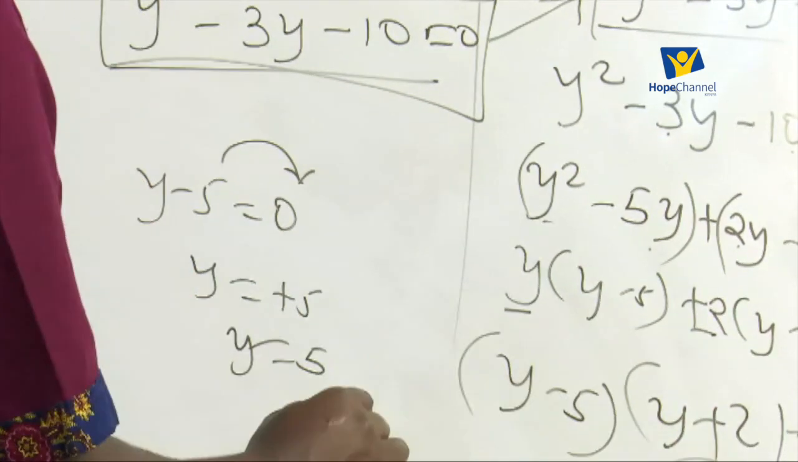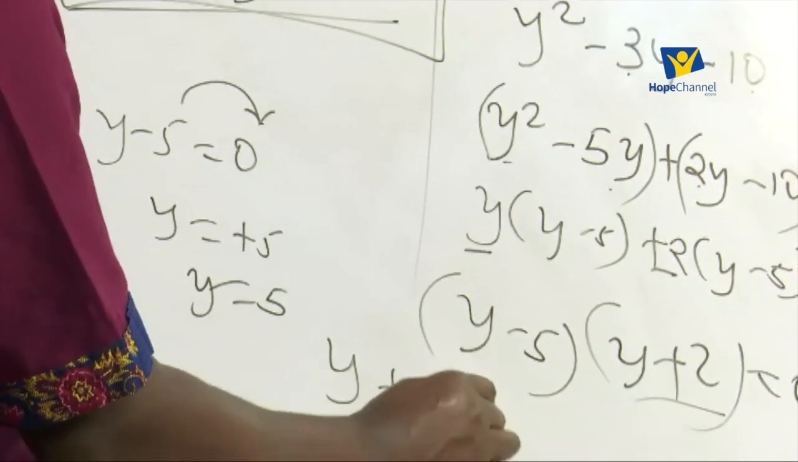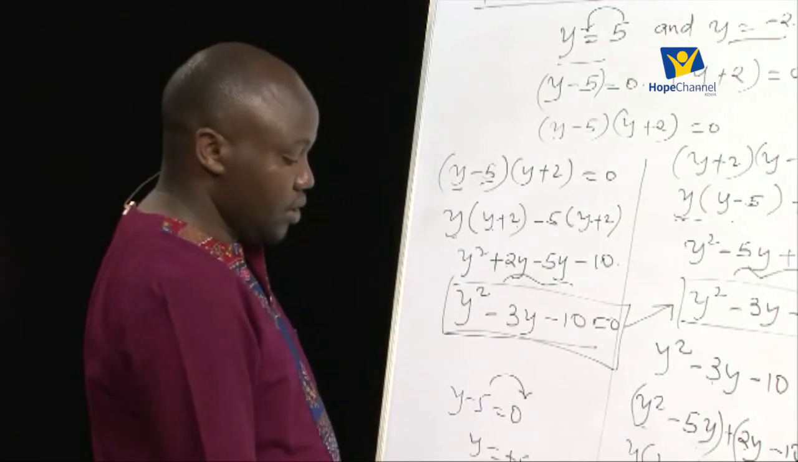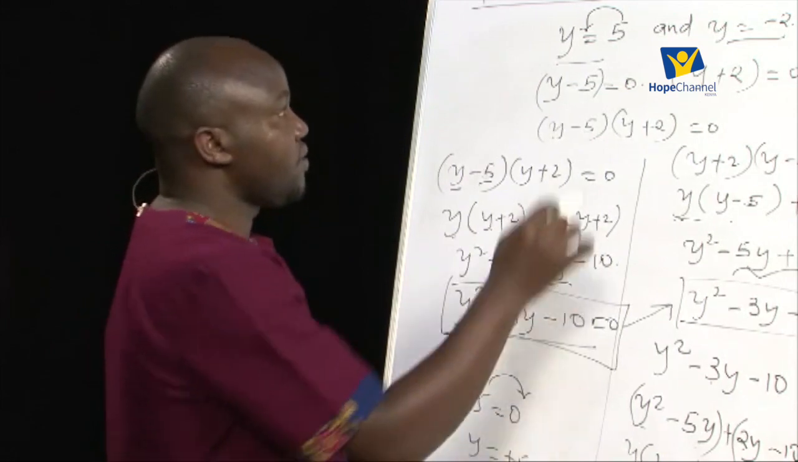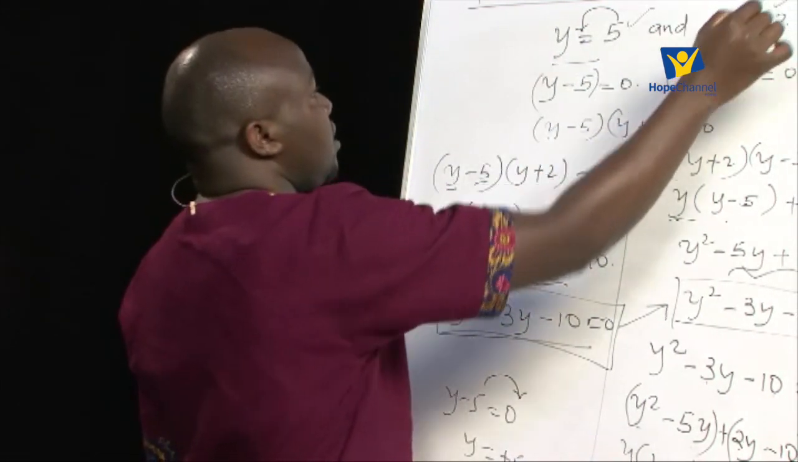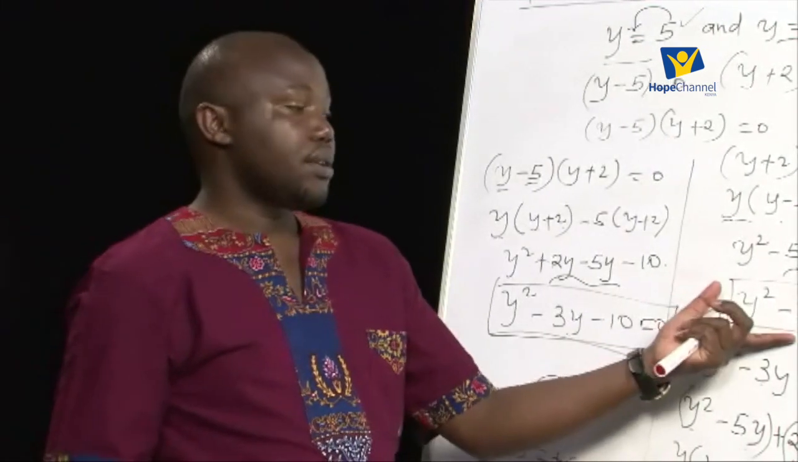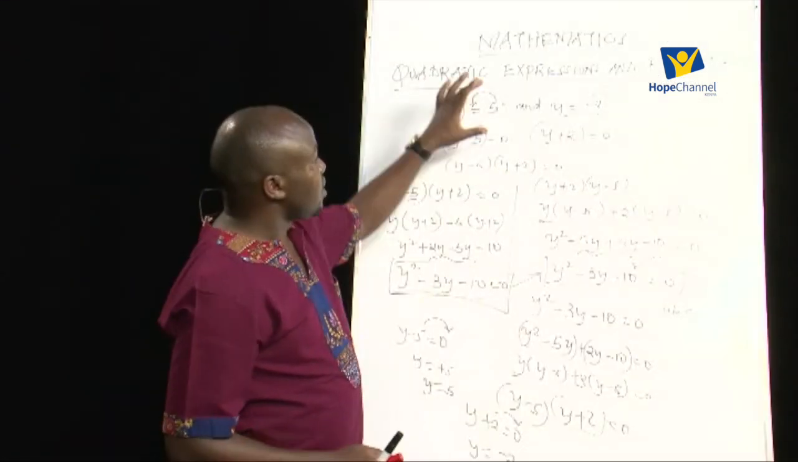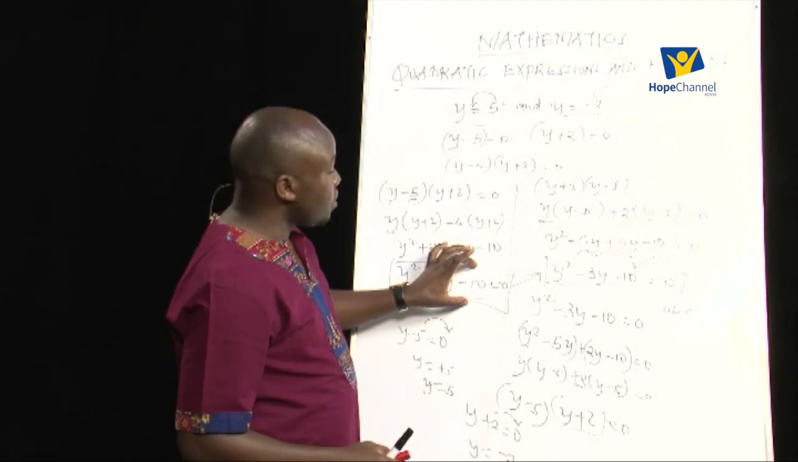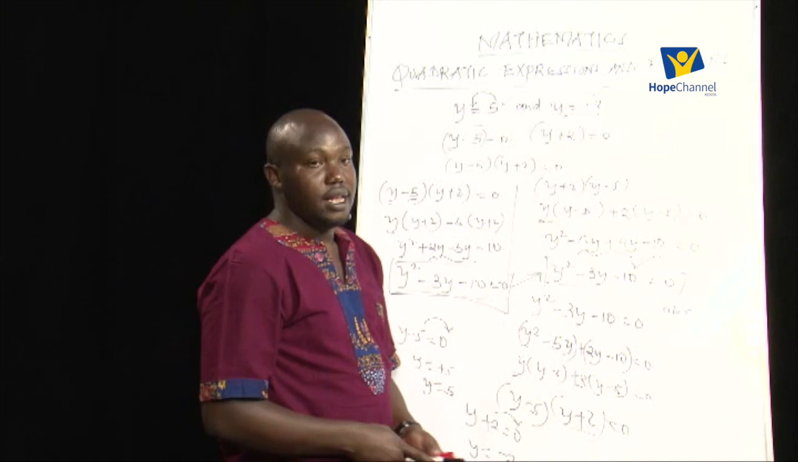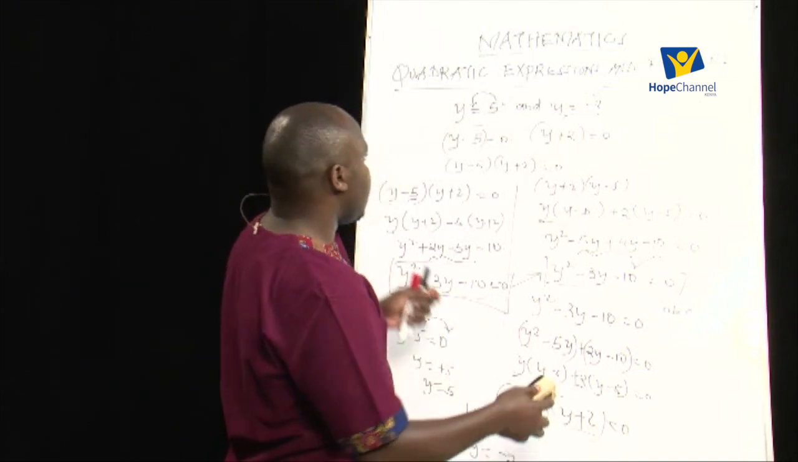Then take y plus 2 is equal to 0. Take 2 to the other side of the equal sign, y will be negative 2. So y is equal to negative 2 and y is equal to positive 5 are the roots that were used to obtain that given quadratic expression. Okay, so these are your quadratic equations, and I've just done a recap of it to ensure that you understand the concept that we learned last time.